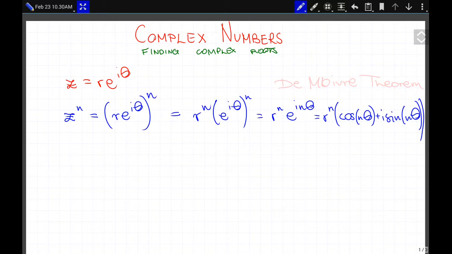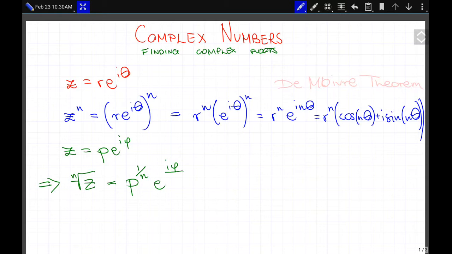Now say z is equal to some p times e to the i phi, then the nth root of z is equal to p to the 1 over n times e to the i phi over n.